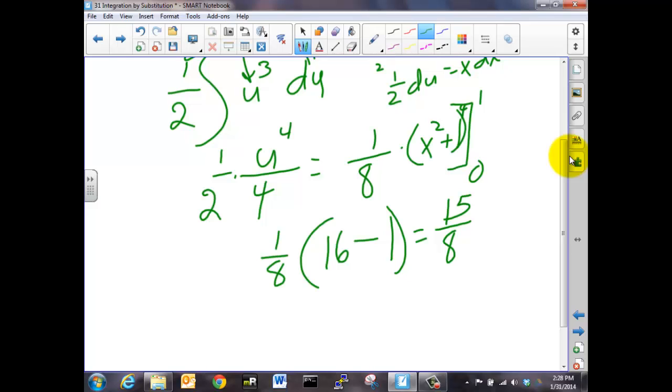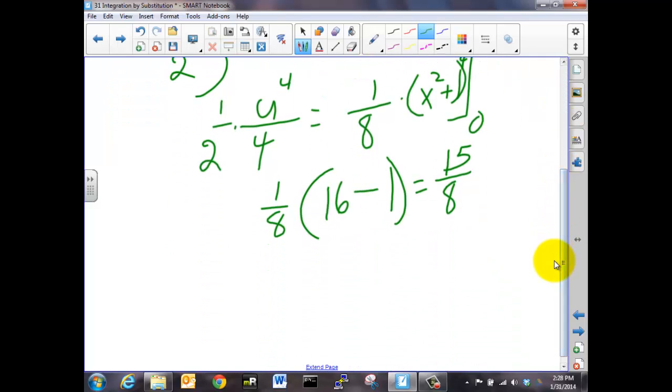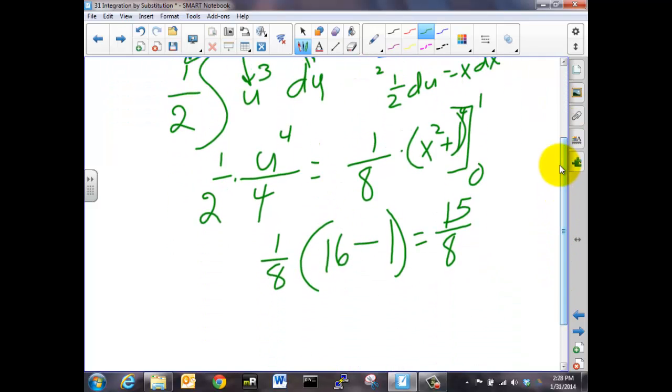Okay? What does this mean about the graph of x squared plus 1 to the 3rd? Most of it's above the x-axis. This 15/8 represents the what? The area. The area from 0 to 1, okay? Keep that in mind, okay? We're going to evaluate this at 1 and 0.